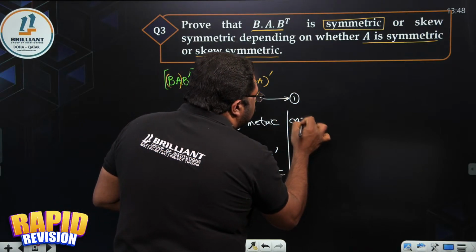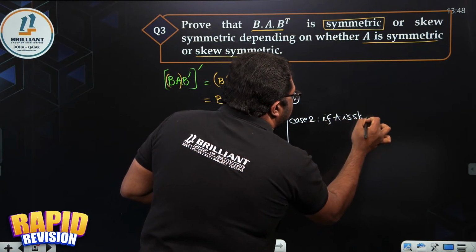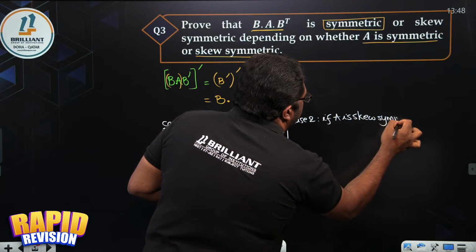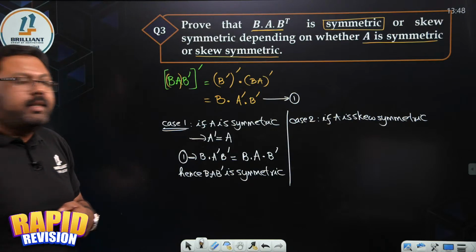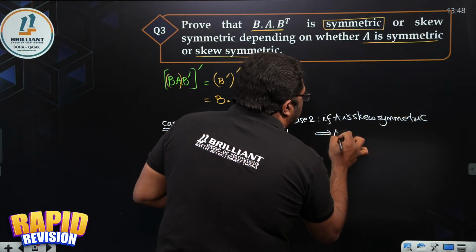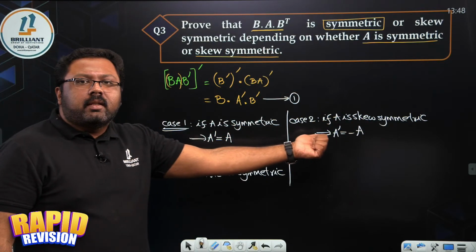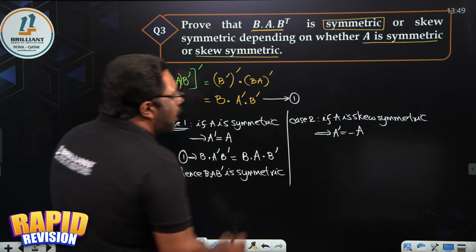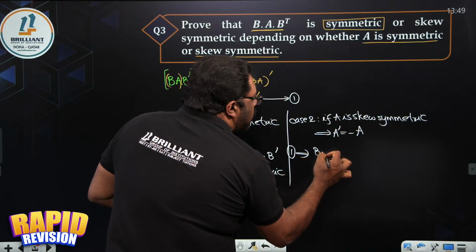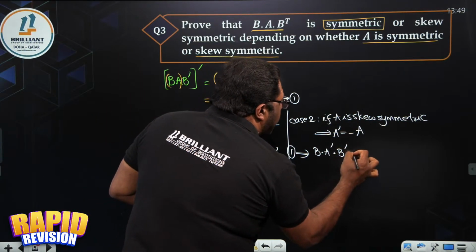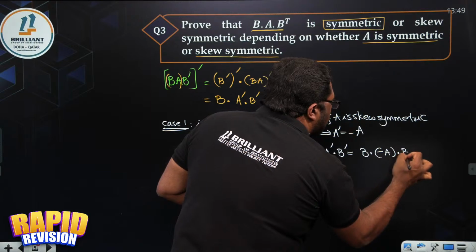Case 2, if A is skew symmetric, what is the condition for being skew symmetric, all of you? Skew symmetric says that A dash is negative A. So that implies what happens to equation number 1 now? B into A dash into B dash is equal to B into minus A into B dash.